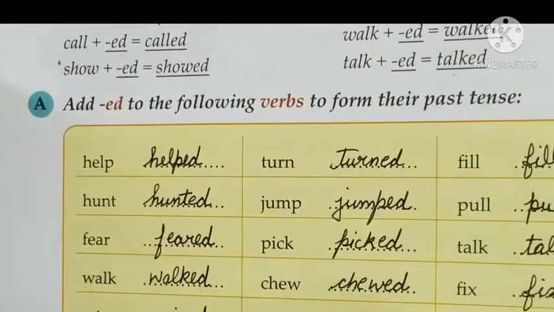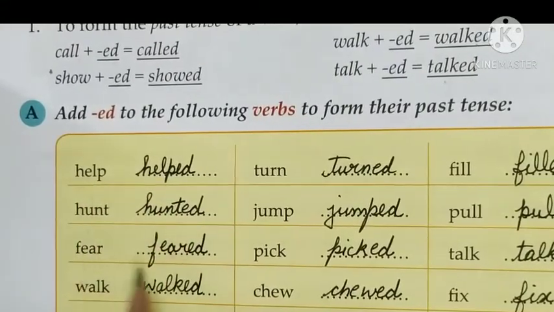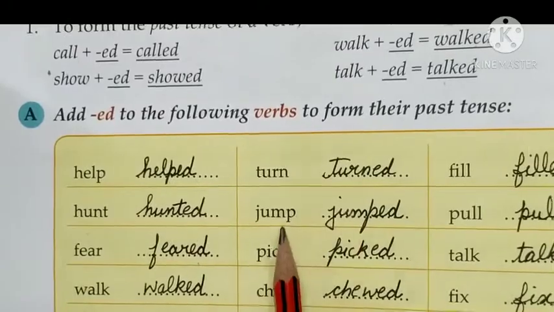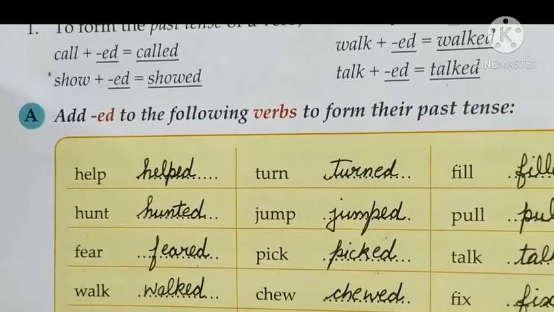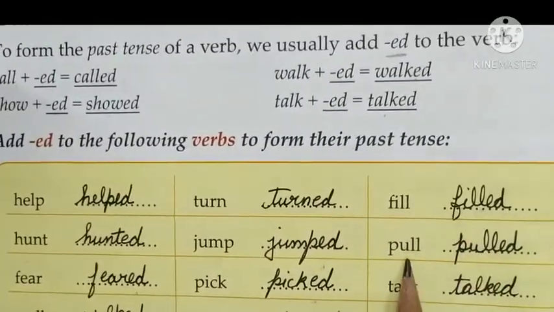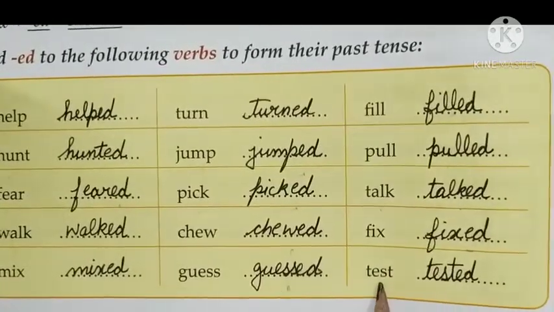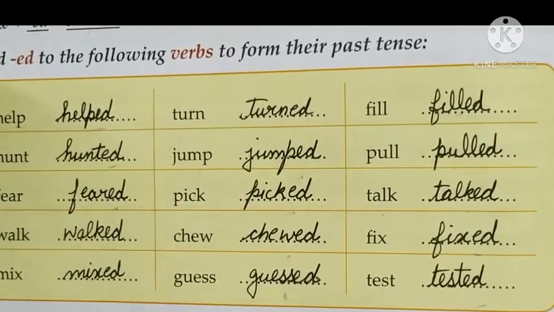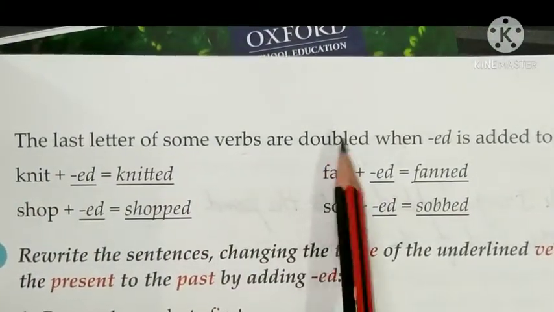See, some examples are given. Help, helped. Hunt, hunted. Fear, feared. Walk, walked. Mix, mixed. Turn, turned. Jump, jumped. Pick, picked. Chew, chewed. Guess, guessed. Fill, filled. Pull, pulled. Talk, talked. Fix, fixed. Test, tested. In all these words you can see that we have added ed to the original word and it becomes past tense.